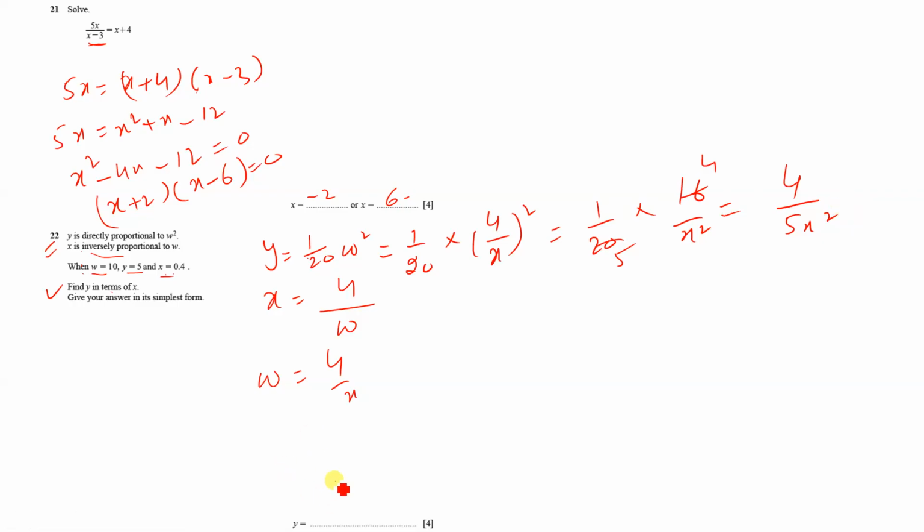That is y is equal to 4 over 5 x square.